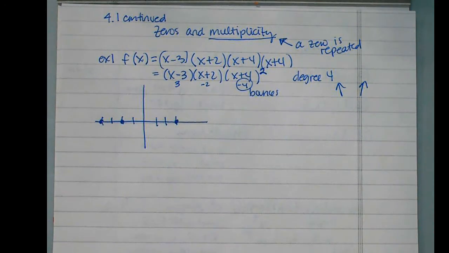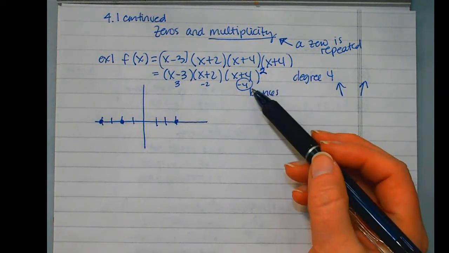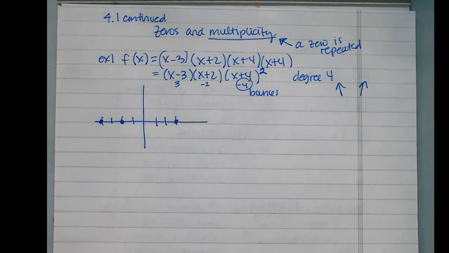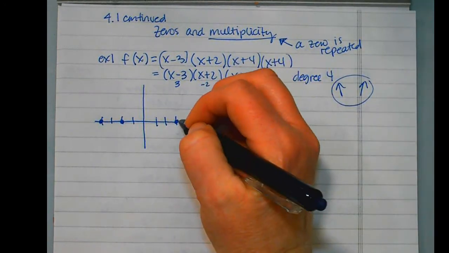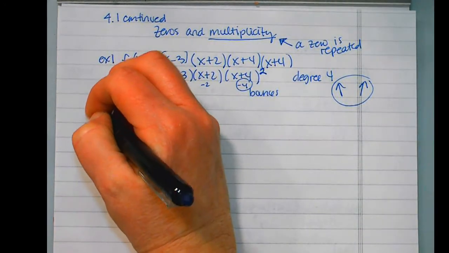Because when you think about it, every time you have a number and you square it, it's potentially changing the sign. Any number squared is always positive. So it ends up that we have the same sort of behavior happening at that value. And here's what I mean. If this is my end behavior, that means at the two ends, this time I'm going up.